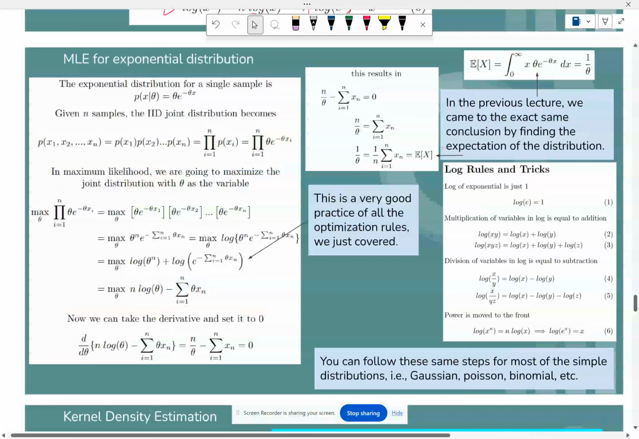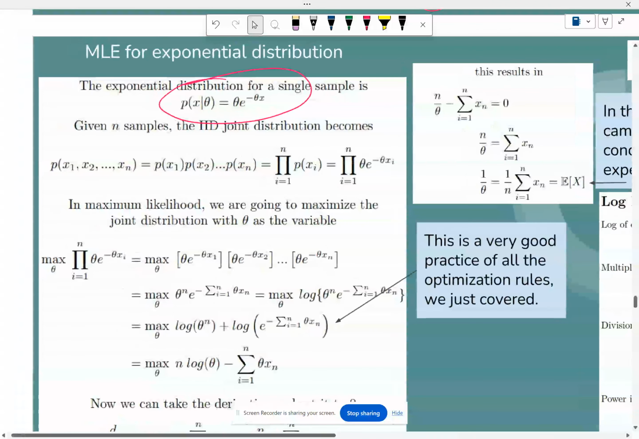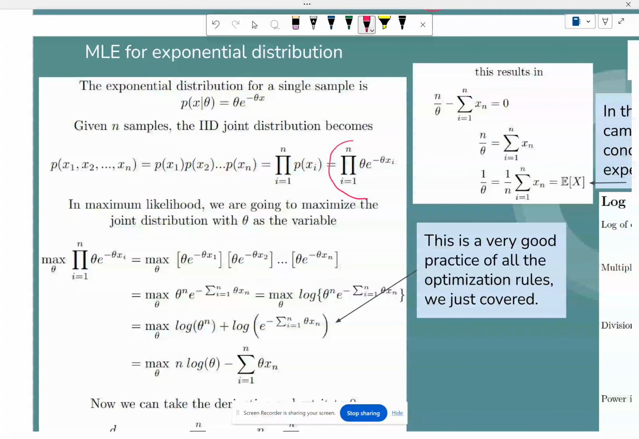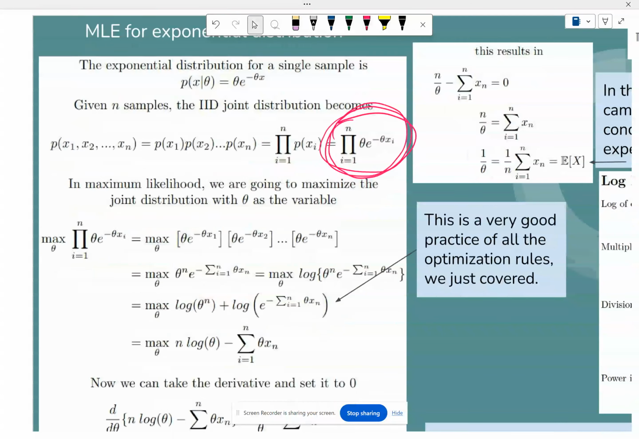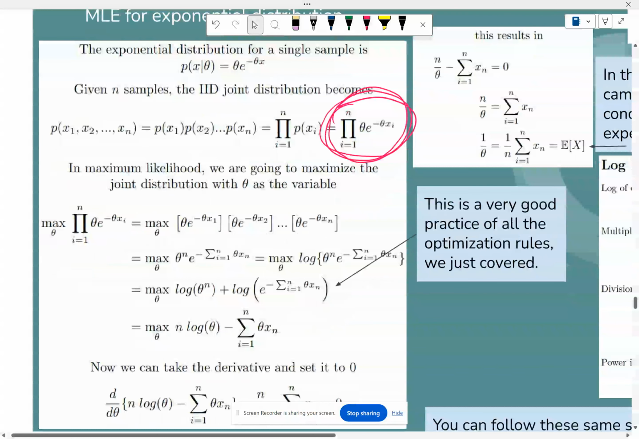Okay, so over here is another example. If we have maximum likelihood for exponential. So this right here is an example of an exponential distribution. With exponential, this is just one sample. And if you have 1,000 of them, n number of samples, then you will multiply all of them, assuming they are independent, IID, independent. So this right here is the joint probability distribution, then we can now start simplifying.